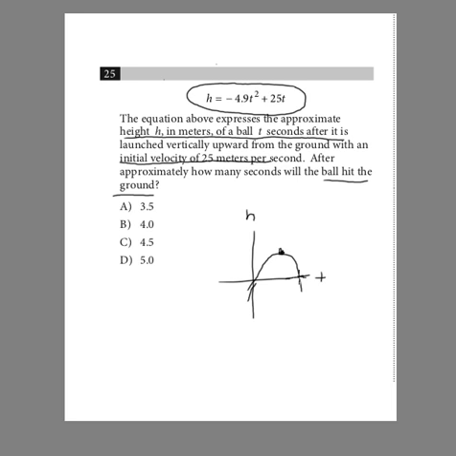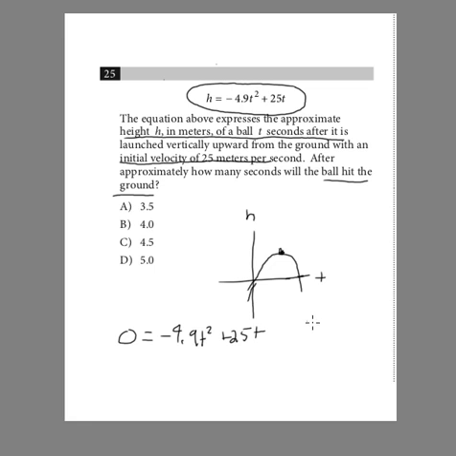So what that tells us is we can set h equal to 0 right here and solve for t, because it's asking us how many seconds. In other words, solve for t. That's not a difficult task for us to do. So we'll say 0 is equal to negative 4.9 t squared plus 25t. Now we're running into another problem. This looks a little bit funky. How do we do this?